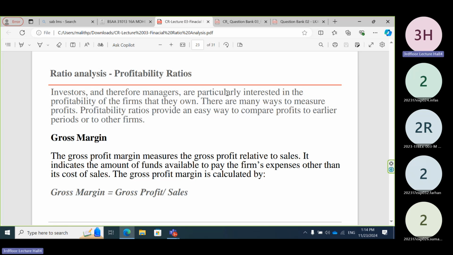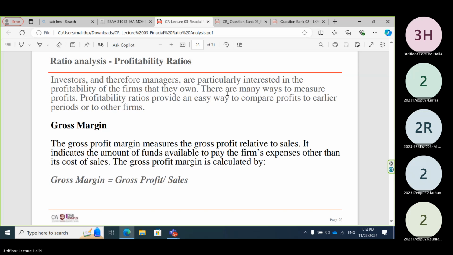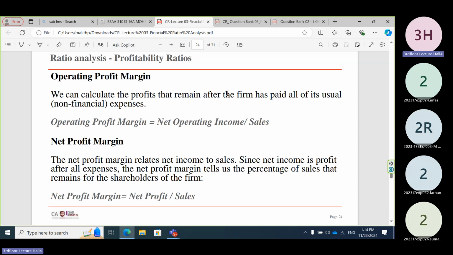Okay, so gross margin, operating profit margin and net profit margin. Operating profit margin means operating profit income divided by sales, and net profit margin means net profit divided by sales. Those are very familiar ratios, right? So after this, we'll go to a question.